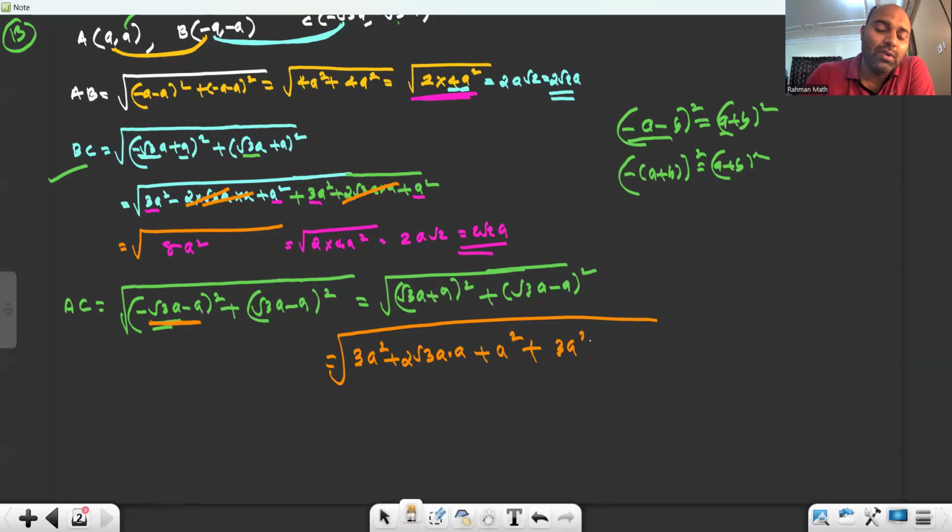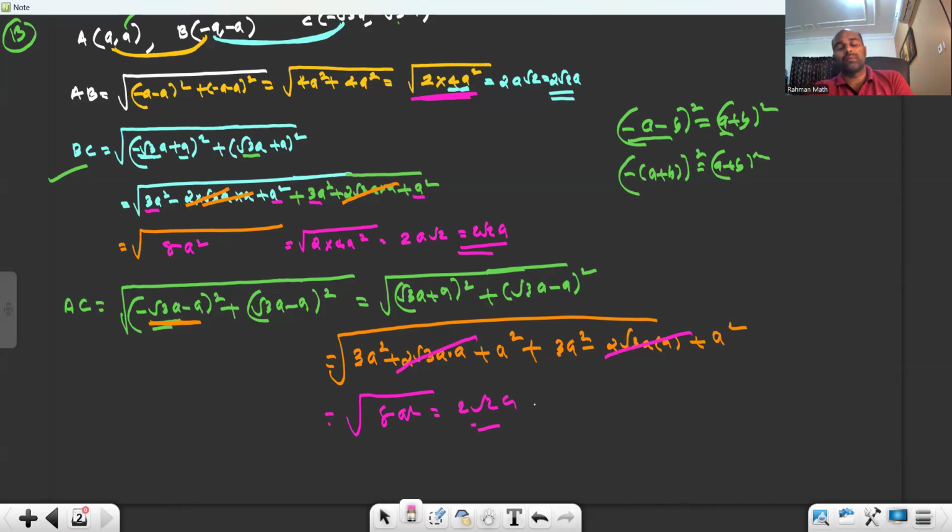So again 3a square minus plus a square. So you can cancel. This and this you can cancel. Here also you can see 8a square. That is what, 2 root 2a. Because everywhere we got root 8a square. 2 root 2a. That only what we did.